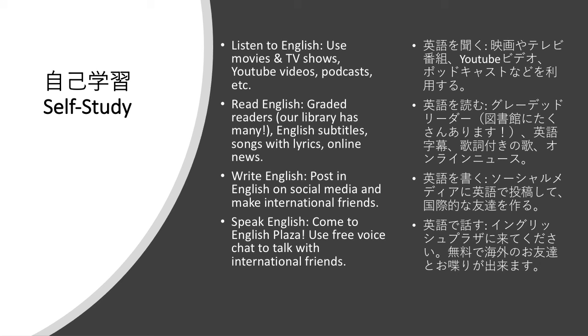Students often ask me how to learn English outside of class. There are many, many things you can do. Here are a few of them. You can listen to English by using movies and TV shows, YouTube videos, podcasts, and so on. You can read English by reading graded readers. Our library has many, thousands of graded readers. And you can watch TV shows with English subtitles and listen to songs with the lyrics on the screen.